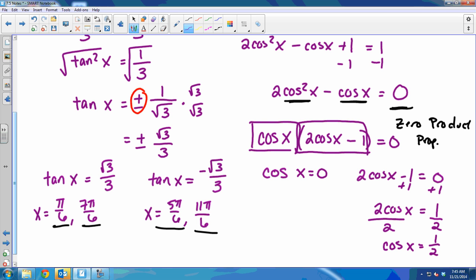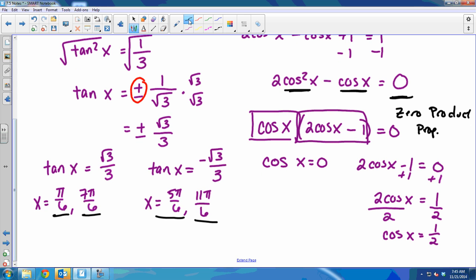So I've solved both of those, and now I just need to give the measures for each of those, what x equals, the angles. So you actually have to give what x equals. On the first one, cosine x equals 0. Well, if you look on the unit circle, cosine x equals 0 at pi over 2 and at 3 pi over 2. And cosine x equals 1/2 at pi over 3 and 5 pi over 3.